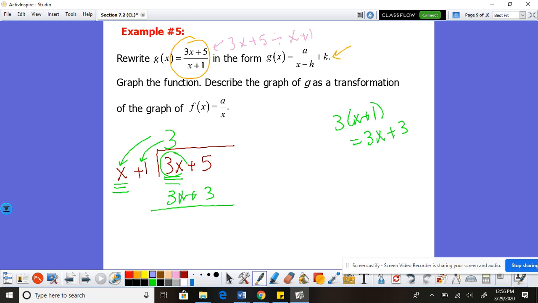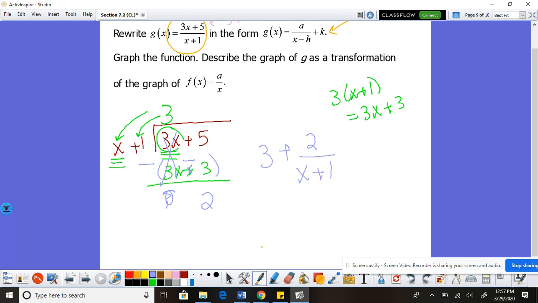Now what I do with that is I would subtract them. When I subtract them, I have to subtract everything in here, so this plus now changes to a minus. So 3x minus 3x, 0. Those go away. I don't even need the 0. And then 5 minus 3 is just a positive 2. So I would write this as 3 plus 2 over x plus 1. Now I can change this a little bit to 2 over x plus 1 equals 3.